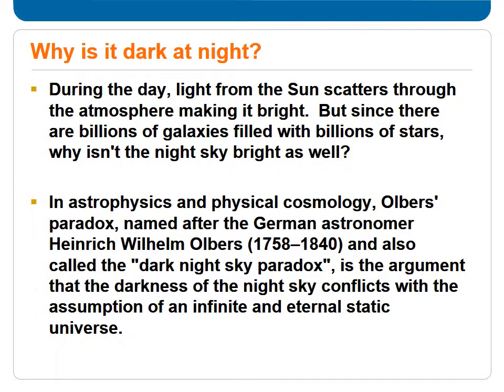We understand that during the day, light from the sun scatters through the atmosphere, making it bright. But if the universe were infinite in size and eternally static, always unchanging, then wouldn't the billions of galaxies filled with billions of stars also make the night sky bright? The light would always have time to reach us if it was infinitely long. This was Olbers' paradox, and I hope you watch the video explaining how this night sky conflicts with the assumption of an infinite and eternal static universe.